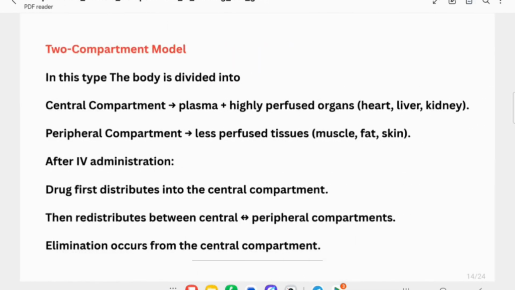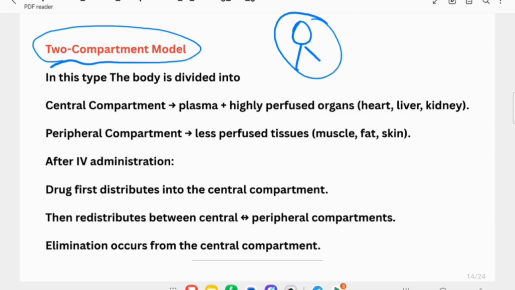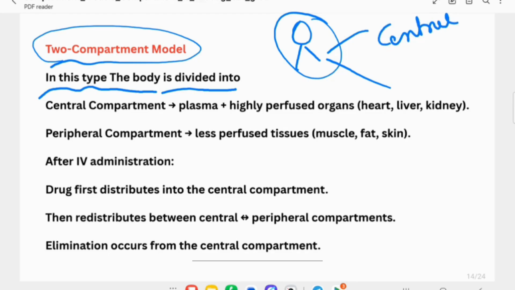Let us start with the two compartment model. So what is the two compartment model? In the one compartment model, the whole body is treated as a single compartment. But in the two compartment model, the body is divided into two parts: one is the central compartment and another is the peripheral compartment.